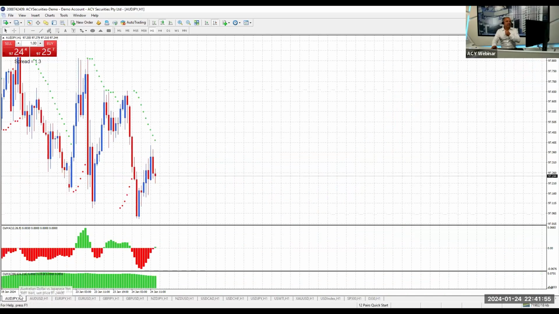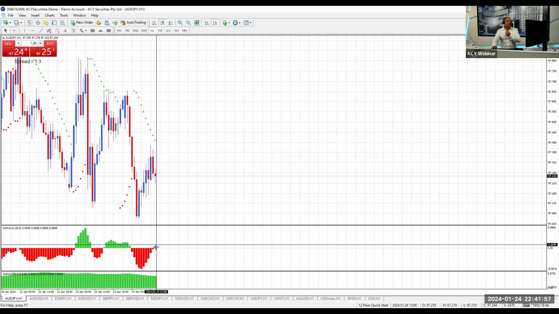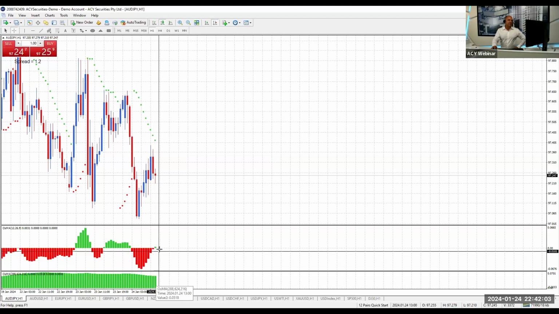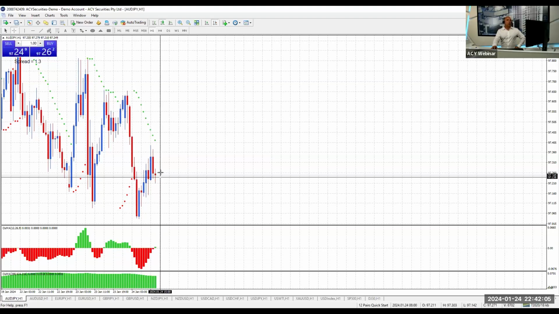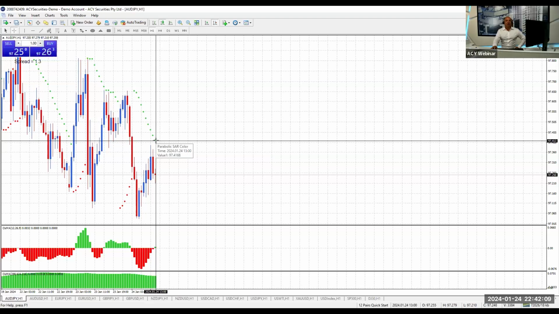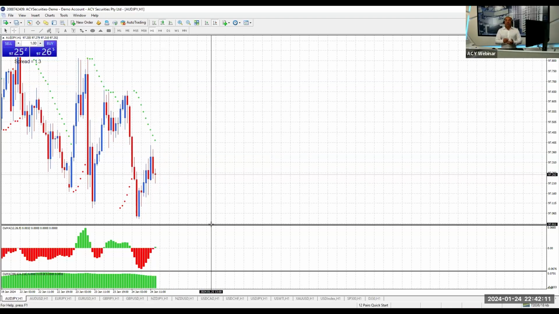If I go Aussie yen, they're now matching. See that? The daily trend is green and the hourly has now changed. So all we need to see now is price go up and hit the green dot. In this case, this could happen this hour. This could happen in 3 hours' time.